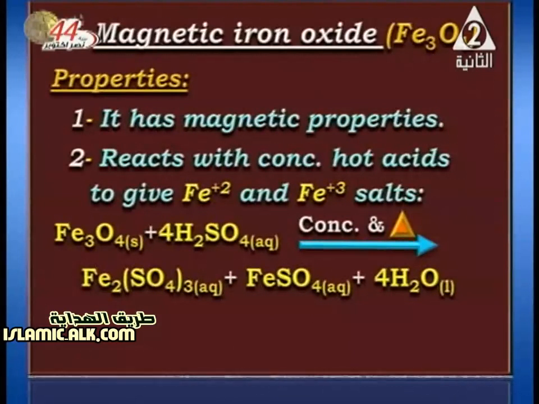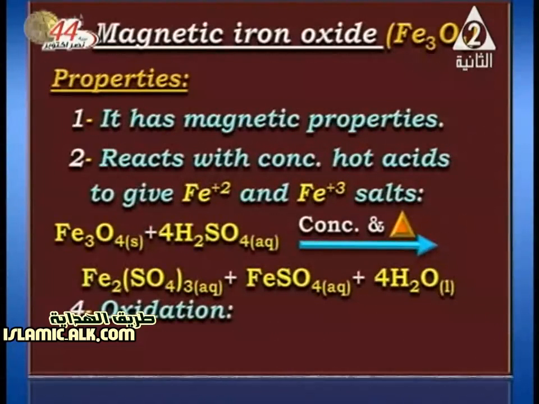My dear student, this equation proves that magnetic iron oxide is a mixed oxide, as it gives iron 2 salt and iron 3 salt. That means that magnetic iron oxide is a mixture of iron 2 oxide and iron 3 oxide.